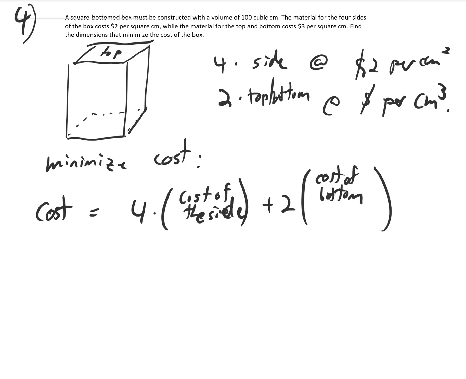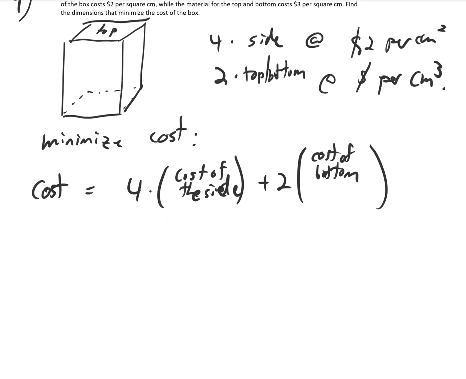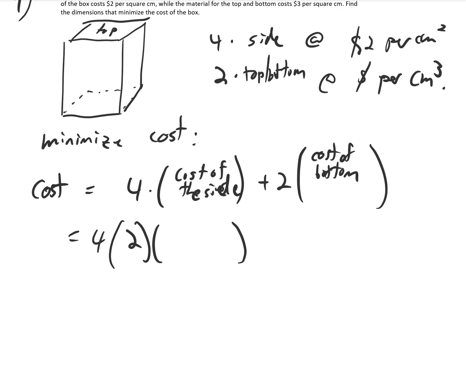All right. How much will a side cost? Well, the cost of a side, it's $2 times the area in square centimeters. And the cost of the top will be $3 times the number of square centimeters.